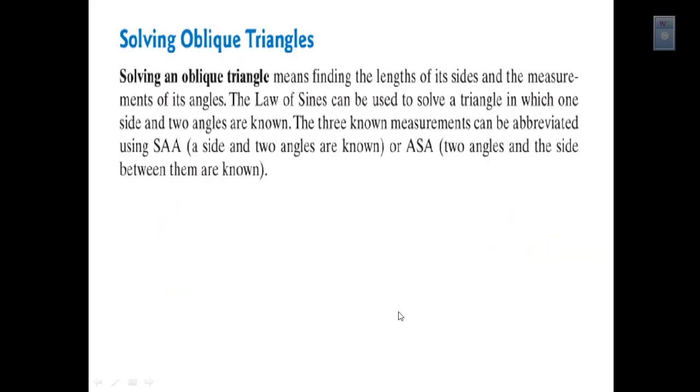Now, solving an oblique triangle is just like solving a regular right triangle. With the solving of triangles, remember, you didn't solve the triangle until you had all the sides and all the angles. So you've got to know 3 measurements for your sides and 3 measurements for your angles. So the law of sines can be used to solve a triangle in which one side and 2 angles are known. The 3 known measurements can be abbreviated using side angle angle or angle side angle.